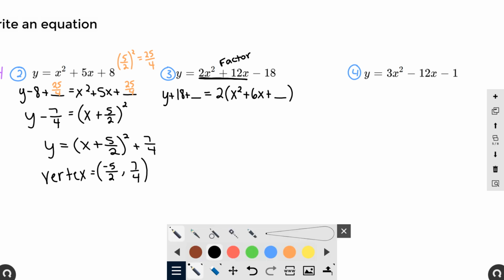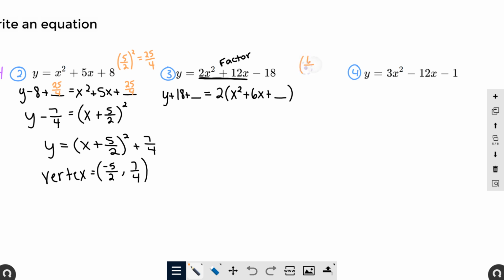Now, do the same thing that you did to fill in the blank. So we're going to have 6 over 2 squared. Well, what's 6 divided by 2? 3, and 3 squared is 9. Now, here's where things also get tricky. Can I put 9 on this spot? Does that keep it balanced?